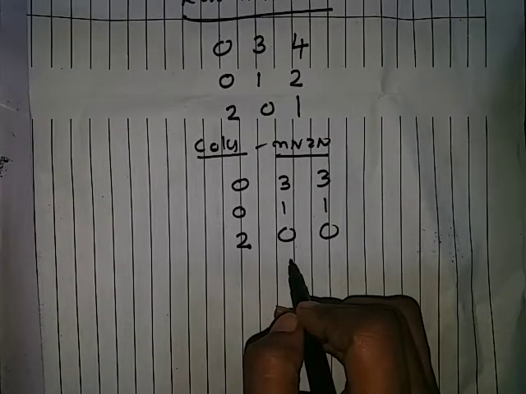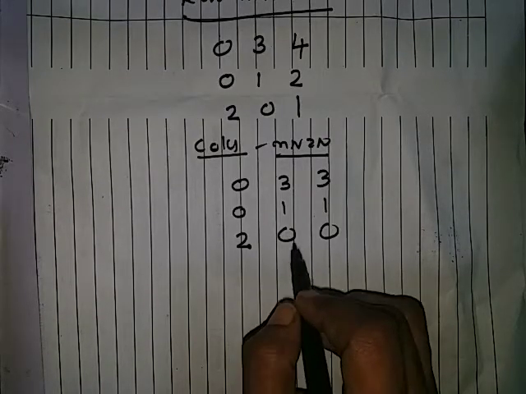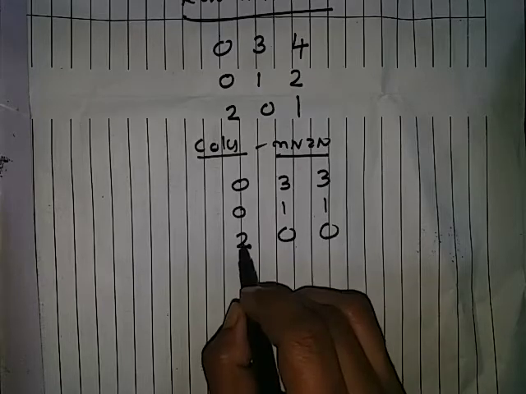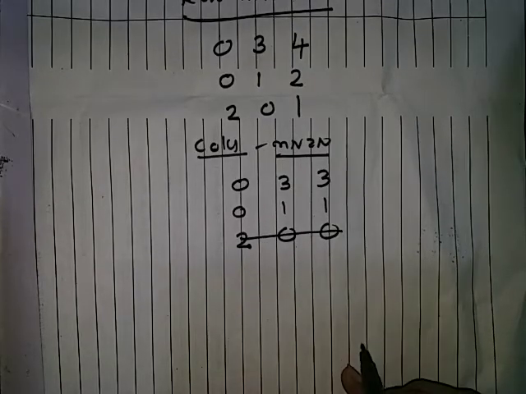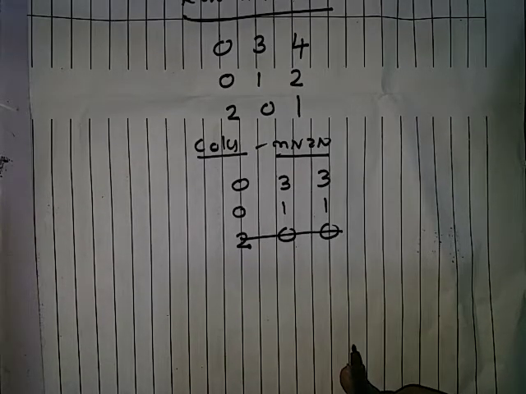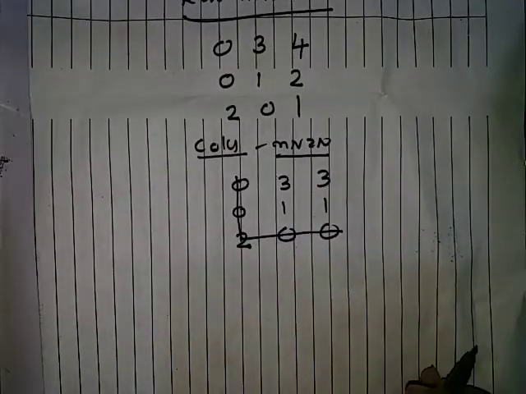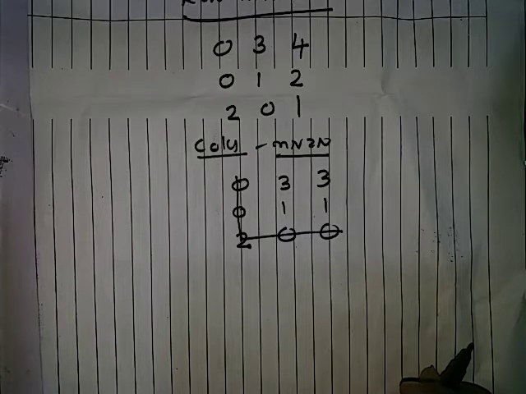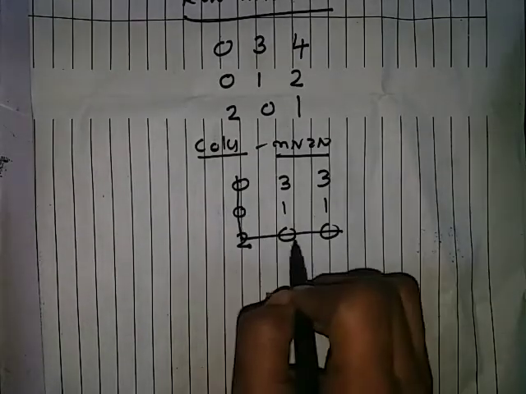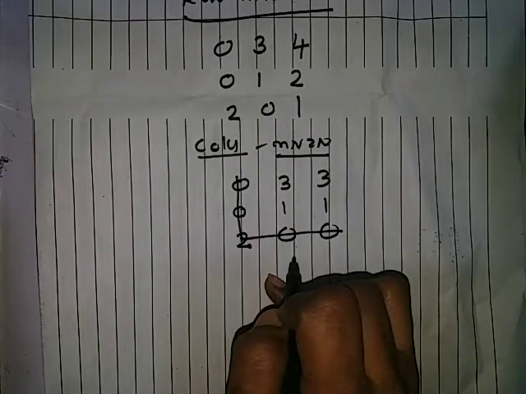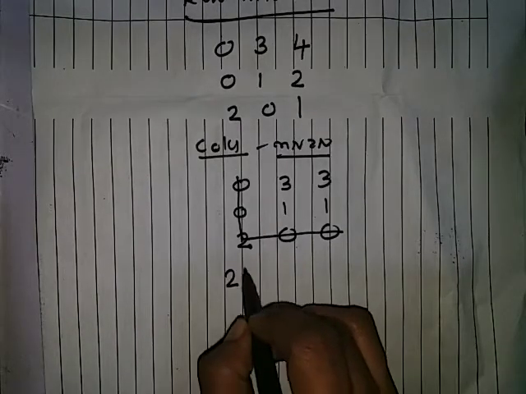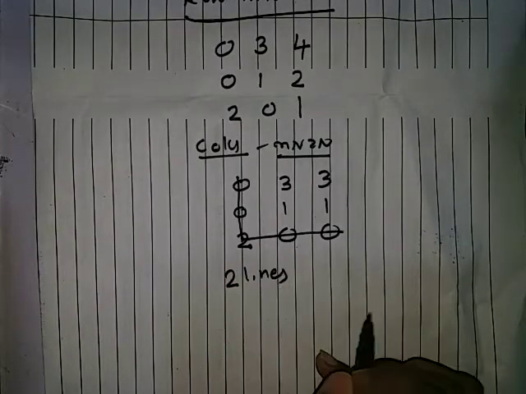Using minimum lines we are covering all zeros. Here 2 zeros are there. I am covering those 2 zeros by single line. Here also 2 zeros are there. So drawing lines over. Within 2 lines we have covered all zeros.